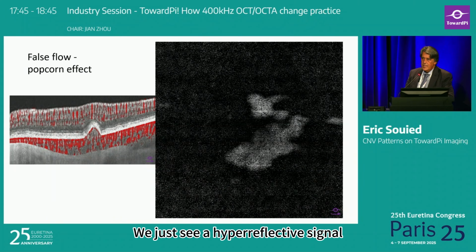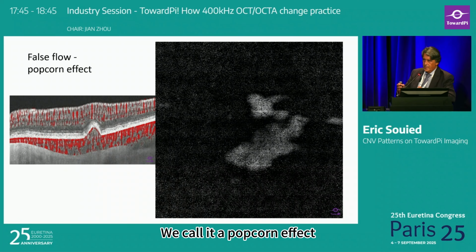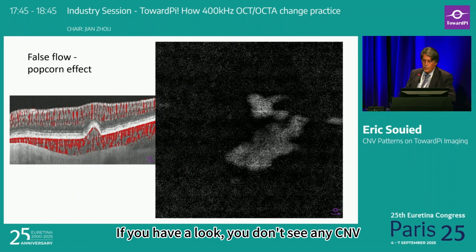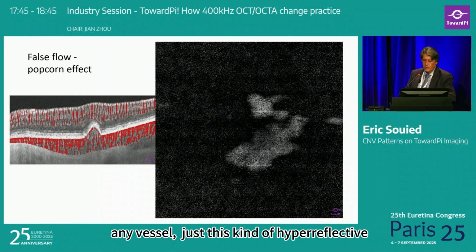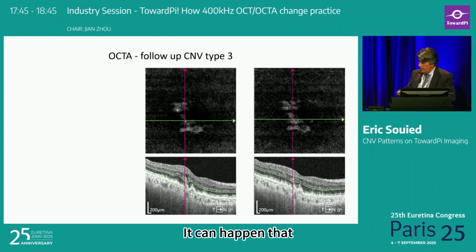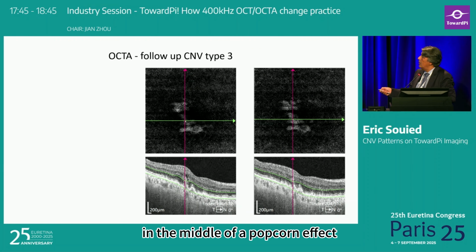Here we don't see the flow. We just see a hyperreflective signal, what we call a popcorn effect, because there are a lot of things, but there is no CNV. If you have a look, you don't see any CNV, any vessel, just this kind of hyperreflective signal.